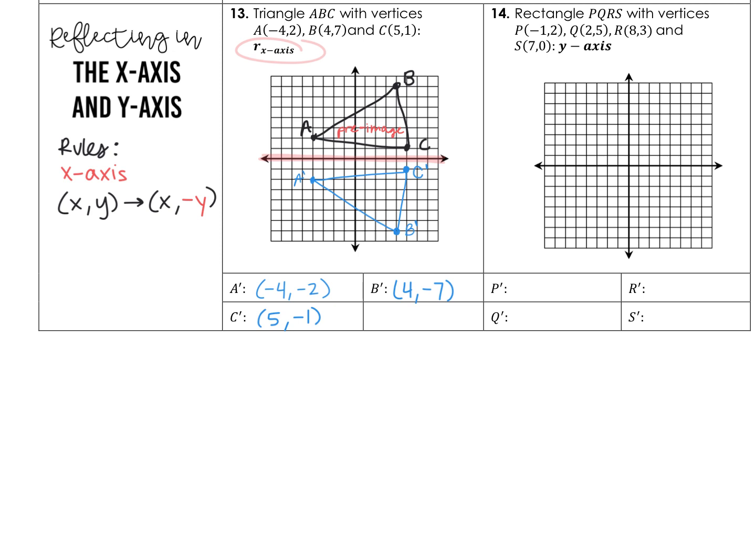All right, let's do the reflection over the y-axis now. This guy is reflecting over, well, let's graph the points first, sorry. P, Q, R, and S, so it's a rectangle. Here's P. Here's Q. Here's R. Hopefully, and here's S.